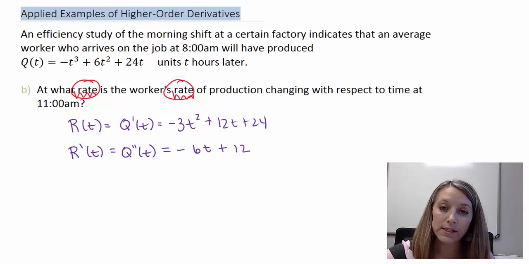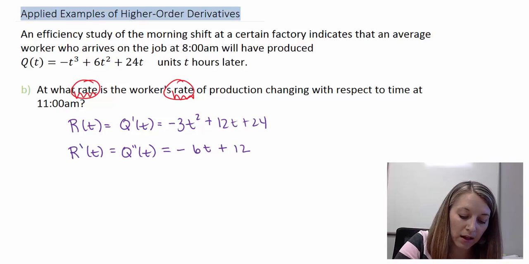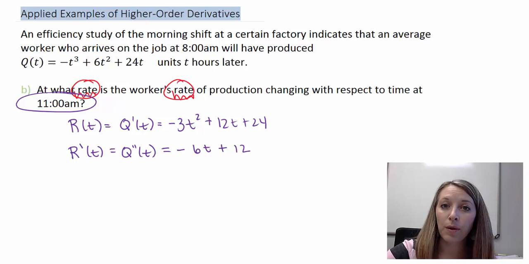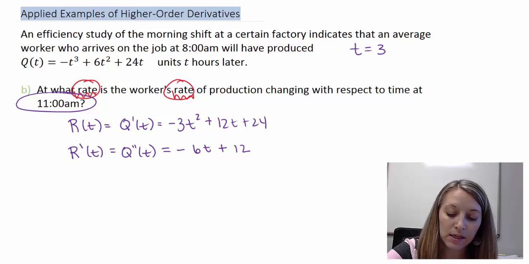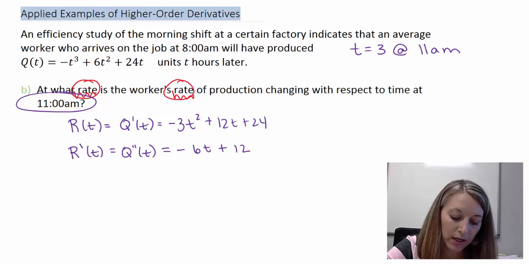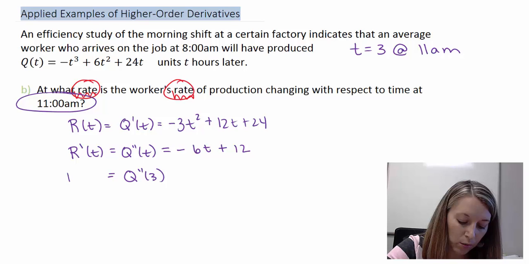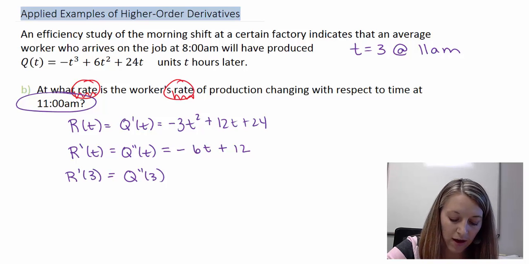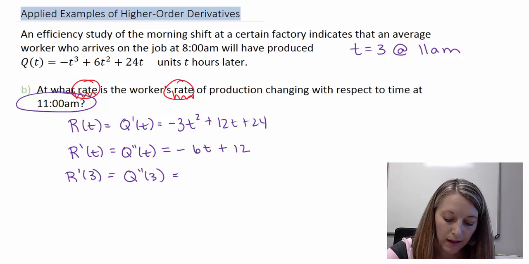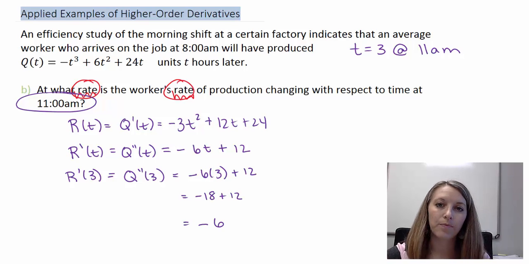If we want to know what's happening to it with respect to time at 11 a.m., then I just need to plug in the corresponding time. And we already know that that corresponding time is equal to 3 at 11 a.m. So I need to figure out what Q double prime of 3, or my rate derivative at 3, is going to be. It gives me negative 6 times 3 plus 12, or negative 18 plus 12, or negative 6.